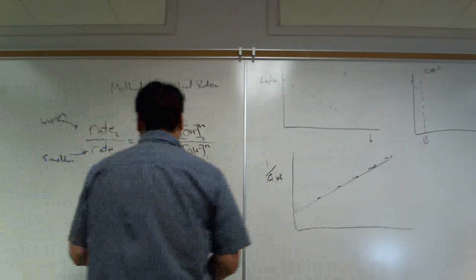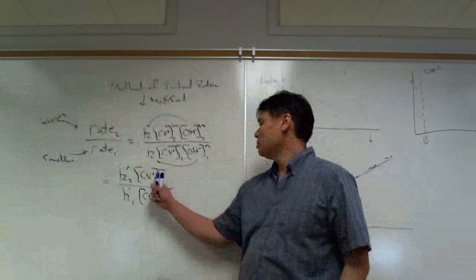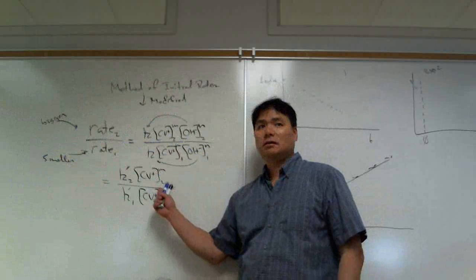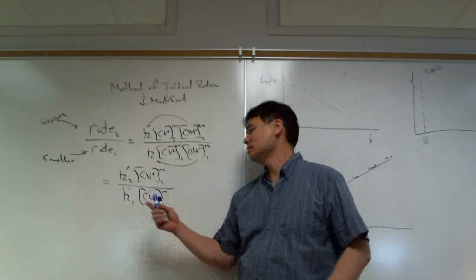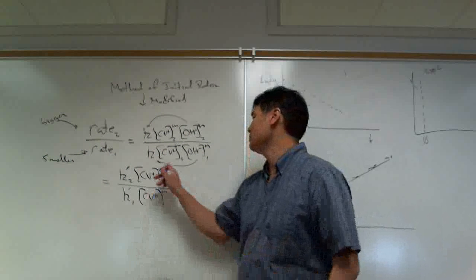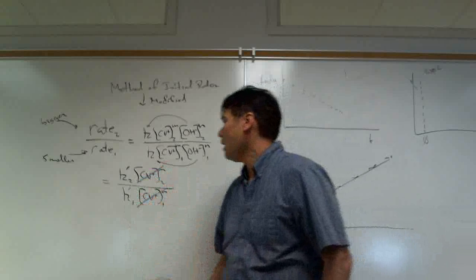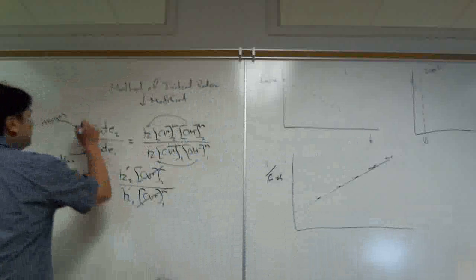How about CV? Was the CV in run 2 the same as the CV in run 1? The answer is yes, because it was 10 milliliters in each. And so the CV turns out to be the same. And so what we have here is this.